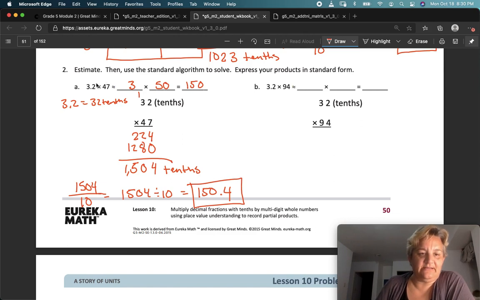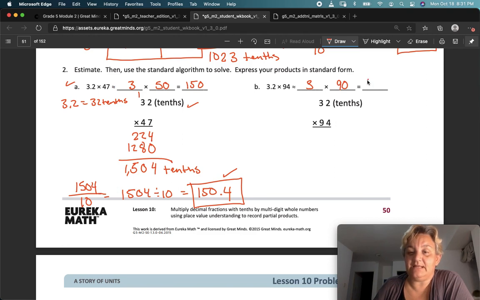Okay, so I estimated, right? Then I used the standard algorithm. Then I put my product in standard form at the bottom. Okay, follow all of those steps. Read directions. I don't know why I have to keep repeating that to you all the time. Okay, 3 2/10. I'm going to estimate that to 3. And 94 ones, I'm just going to call that 90. I'm going to round down. And 3 times 90 is, what is that? 270, right? 3 times 9 is 27 plus that 0 on the end.